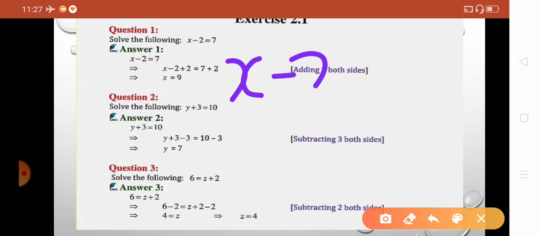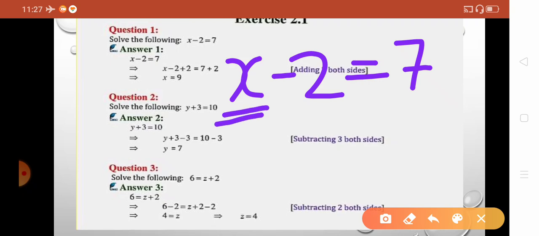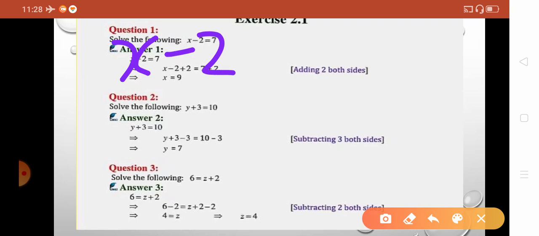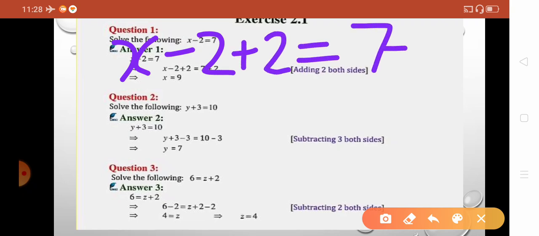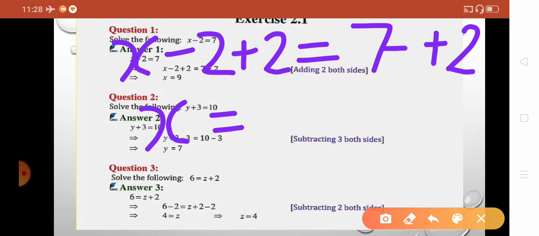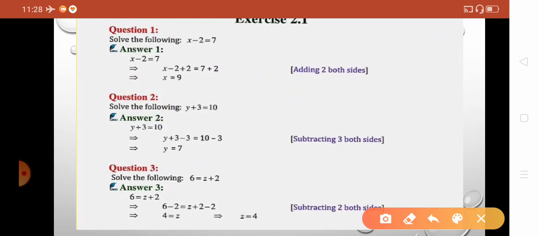So we have x minus 2 is equal to 7. We want only x on the left hand side, so we want to remove minus 2. What is the method to remove minus 2? We will operate with the opposite sign. So I add 2 here, and I also have to add 2 on the right hand side. So minus 2 plus 2 will become 0. So x plus 0 is equal to x, and 7 plus 2 will become 9. So the value of x comes out to be 9. This is the balancing method that we have used in this question.